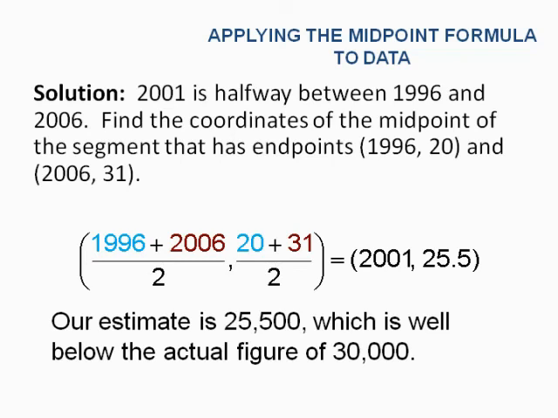So we would get in that middle year of 2001, according to the midpoint formula, 25.5, which is well below the actual figure of 30,000. So Mickey D's was doing better than the midpoint formula would have suggested. So there are business applications to this as well.